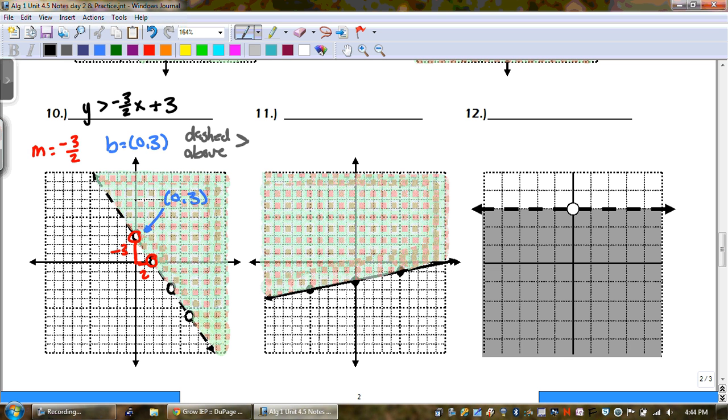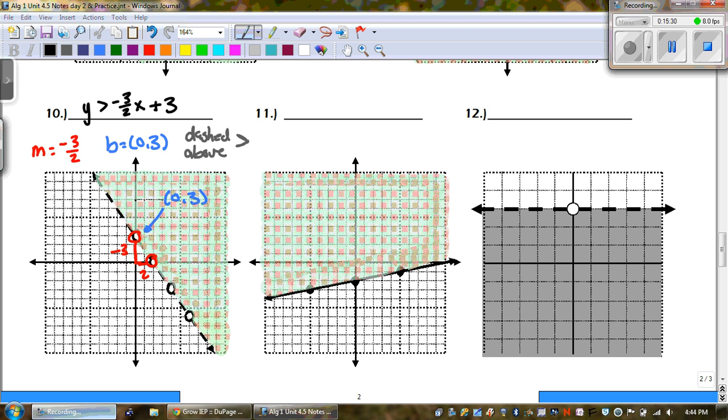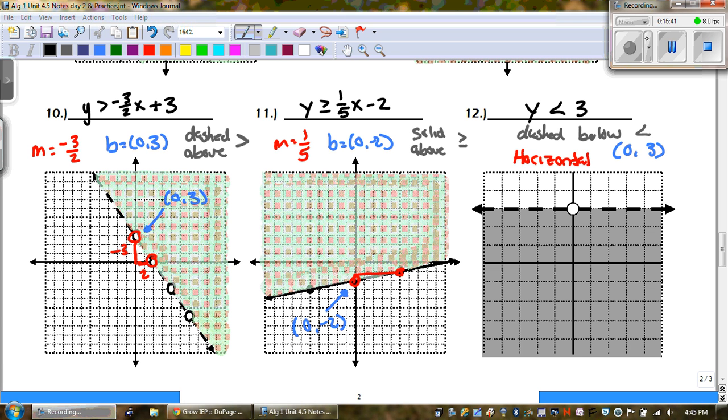Okay? All right. Why don't you pause the video and see if you can do 11 and 12. Pause the video and good luck. Okay, and there we go. For number 11, our slope was 1/5. Our y-intercept was negative 2. It had closed points, so it's a solid line, and they shaded above. So we get y is greater than or equal to 1/5 x minus 2.